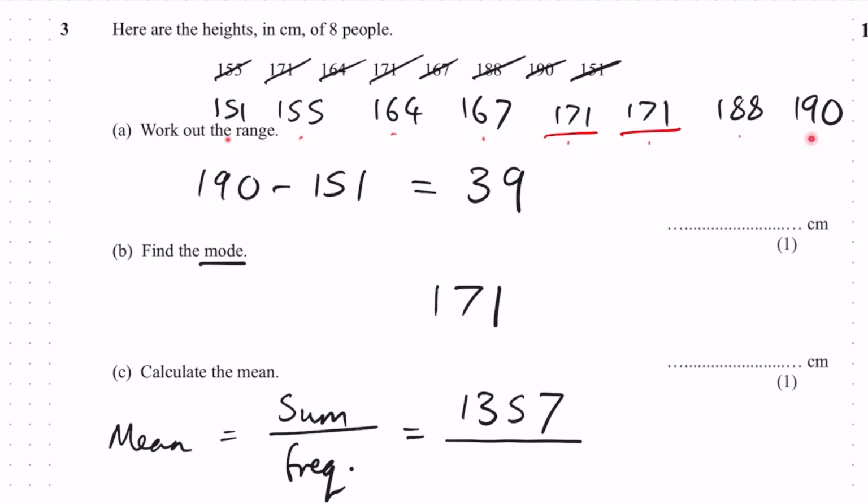And then we're going to divide that by 8, because I have 8 pieces of data. And if you do that calculation, you are going to get 169.6. That is to 1 decimal place. Right, well done. This is everything we need now. So we've done range, we've done mode, we've done mean, but keep watching, and I'm going to go through a slightly harder, more challenging question. So, get ready for this.